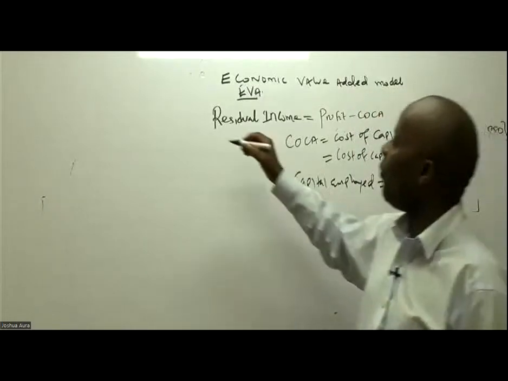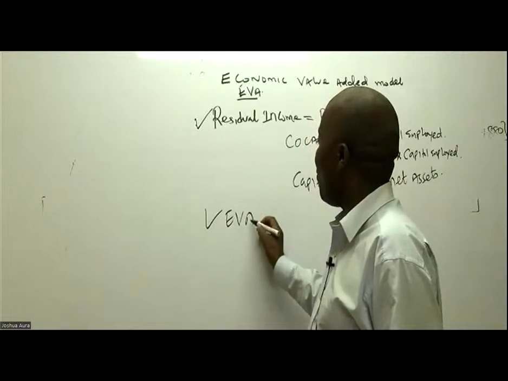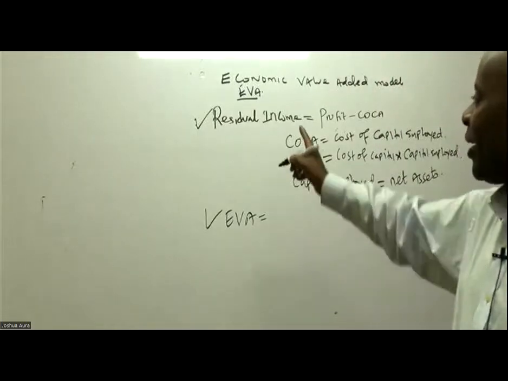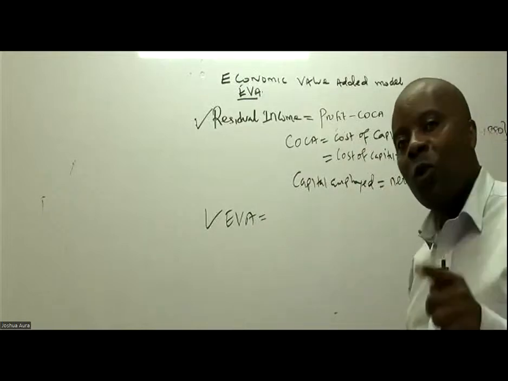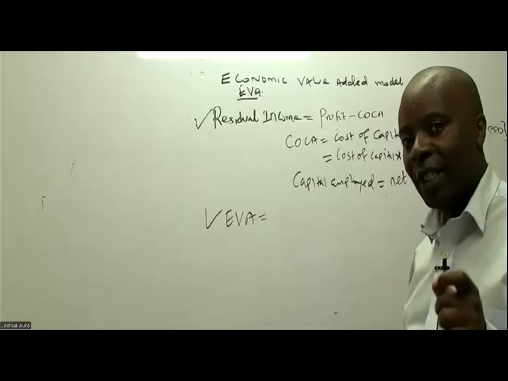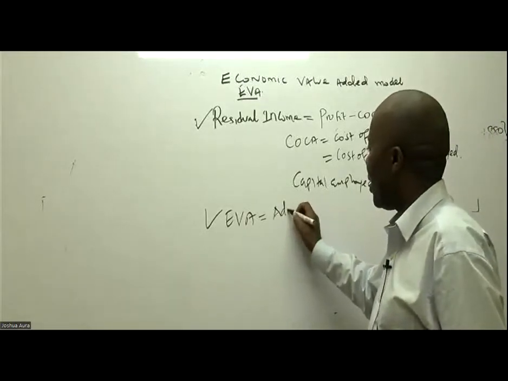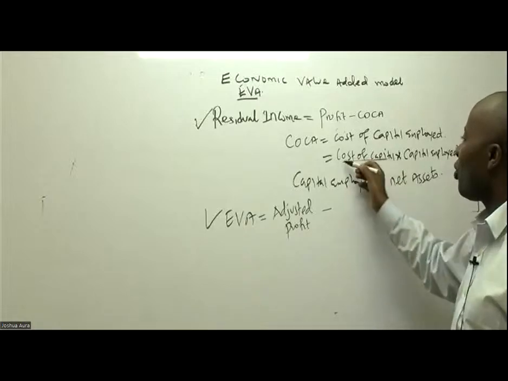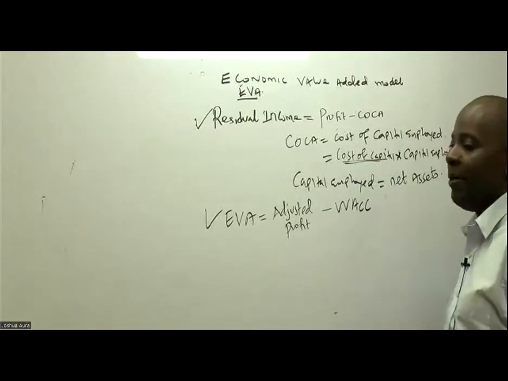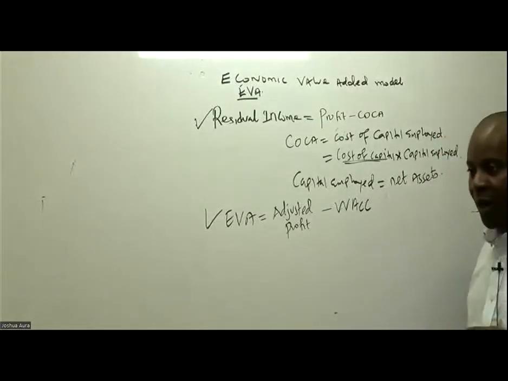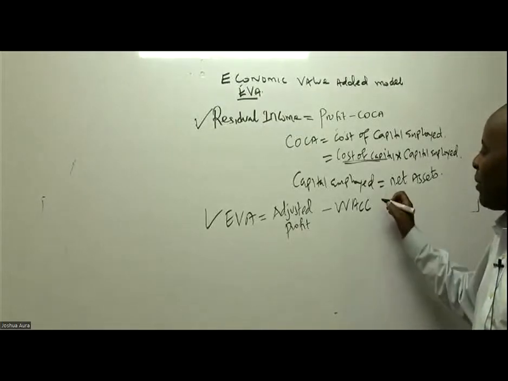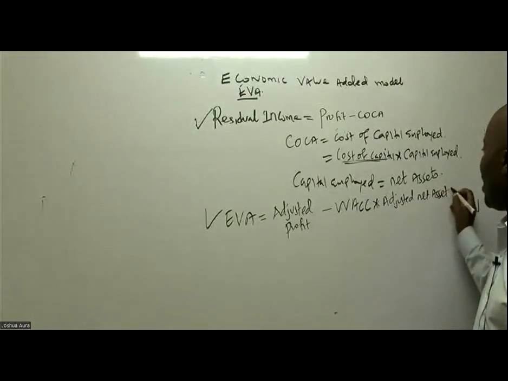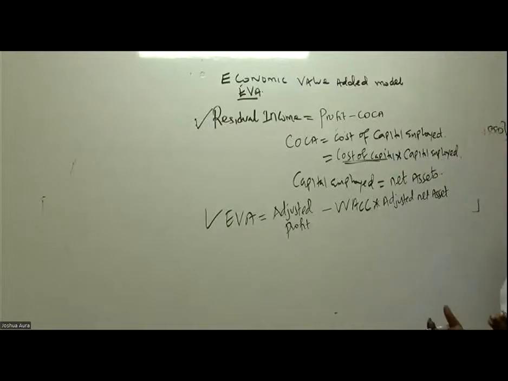Now, ladies and gentlemen, we know for sure that EVA, economic value added, borrows heavily from residual income. Only that for EVA, we are going to make adjustments to the profits. So basically, EVA will be adjusted profit minus, instead of cost of capital, we prefer using WACC, unless they don't give us WACC. So it shall be WACC times adjusted net assets, or adjusted capital employed.